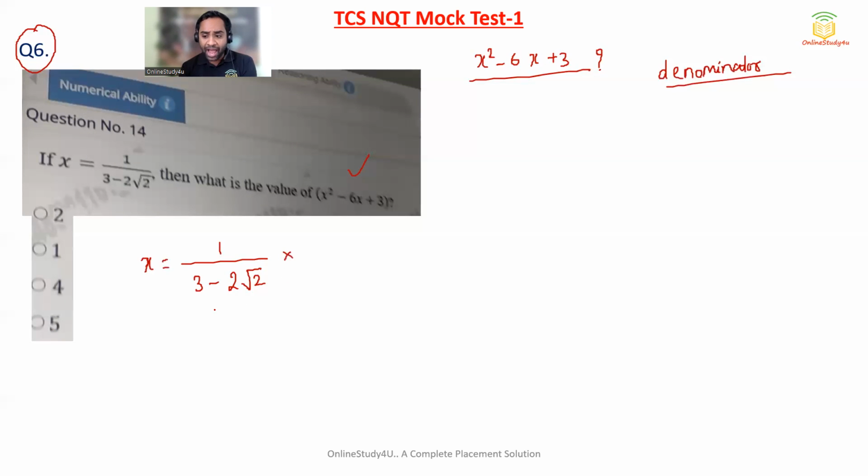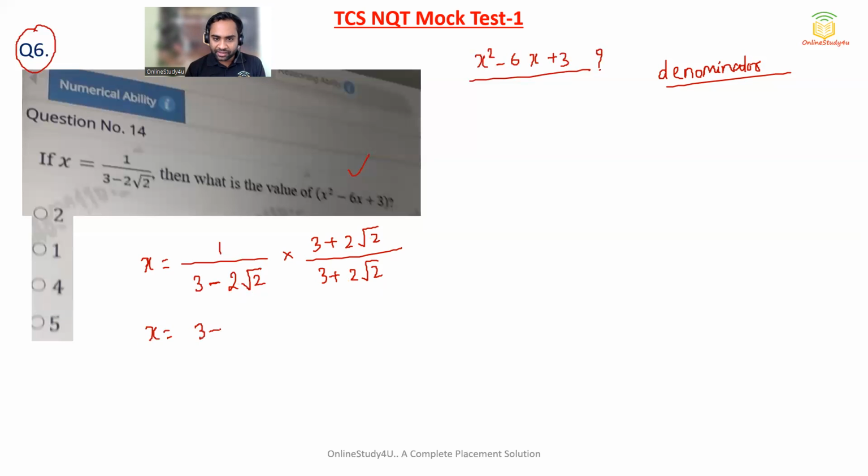Whatever you have in the denominator, you write the same thing in the numerator just by changing the operator sign. So here we have minus, here you make it plus. Okay, so we have rationalized it. So 3 minus 2 root 2, we multiplied with 3 plus 2 root 2 on both top and bottom. If we cancel it, you will be getting 1, so it will not have any impact.